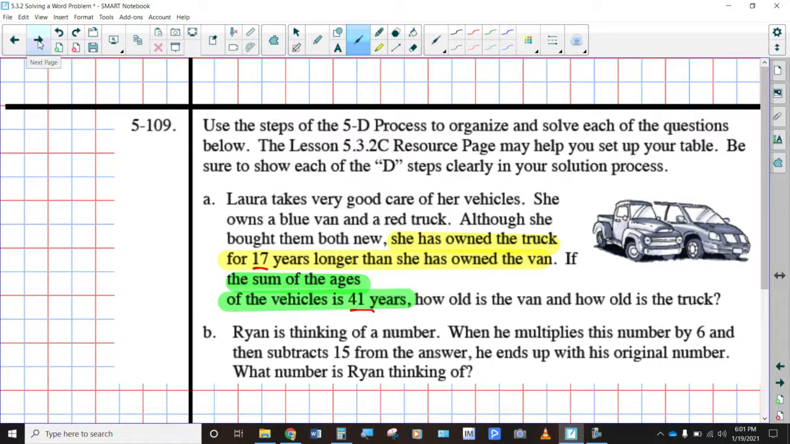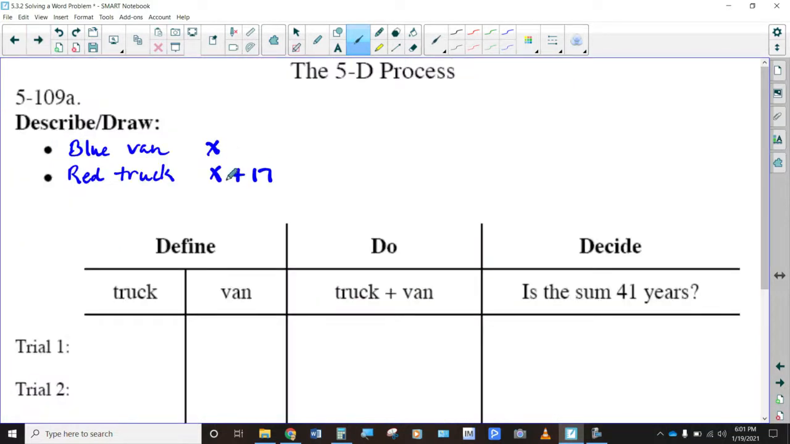So the van can be considered X, and this would be X plus 17. So if she's owned the van for 1 year, she's owned the red truck for 18 years. If she's owned the van for 10 years, then she's had that for 27 years, okay? Oh no, don't do it that way. This is X plus 17. I got them in reverse. And this one is going to be X.